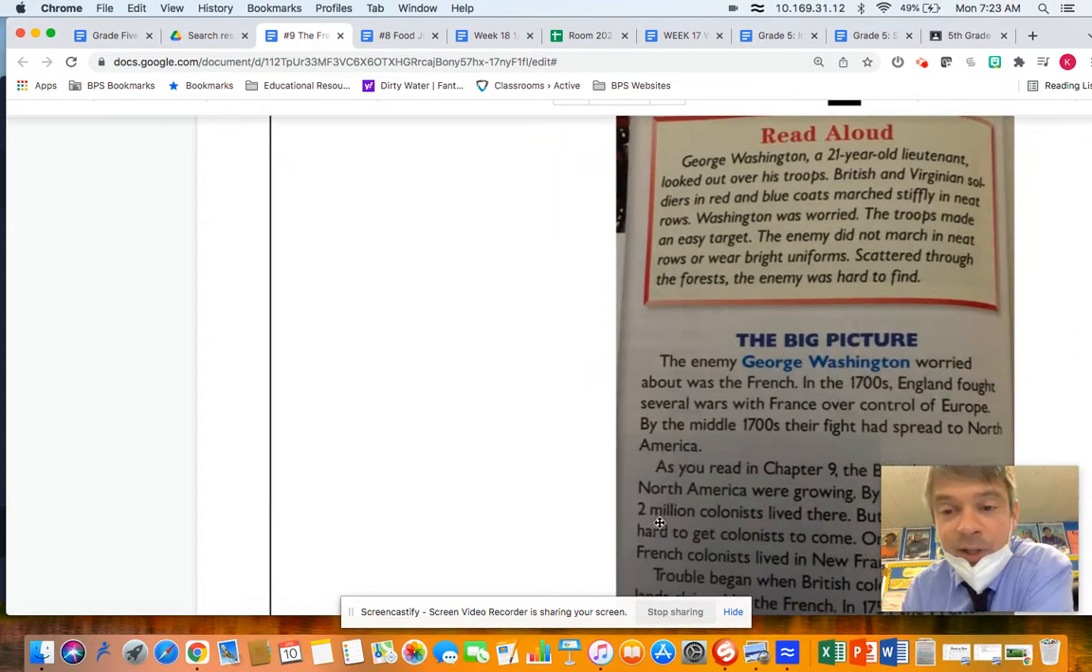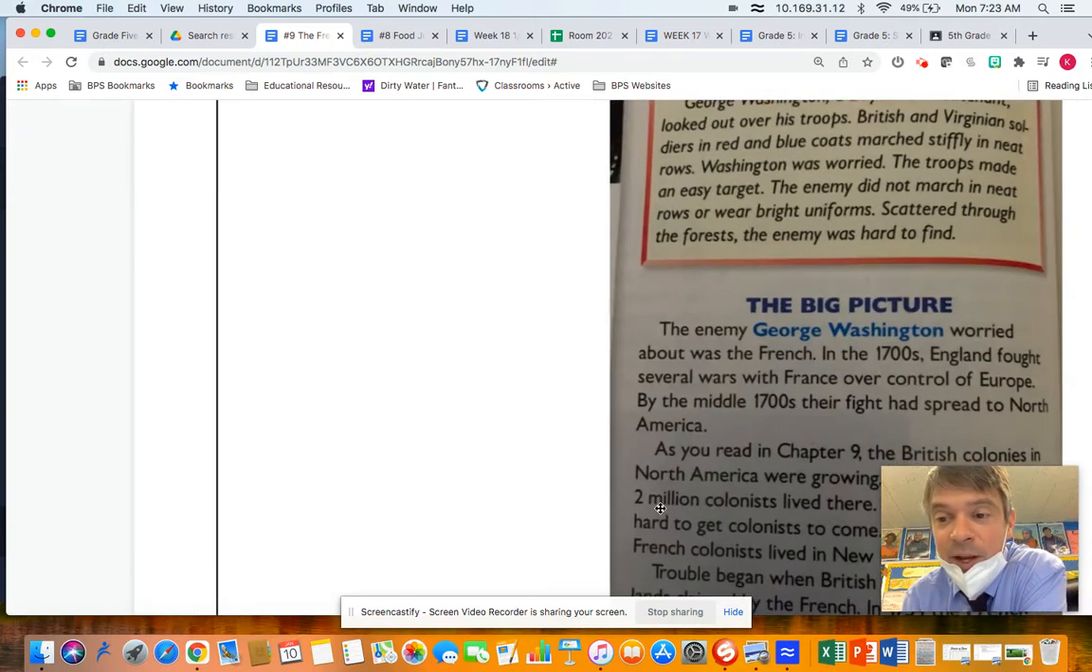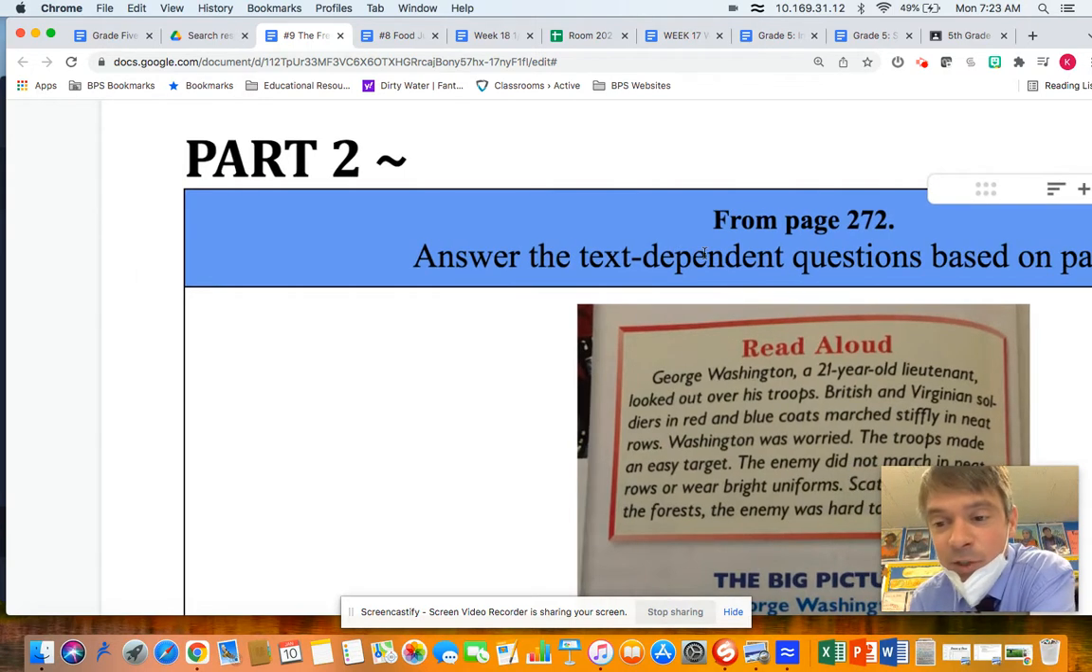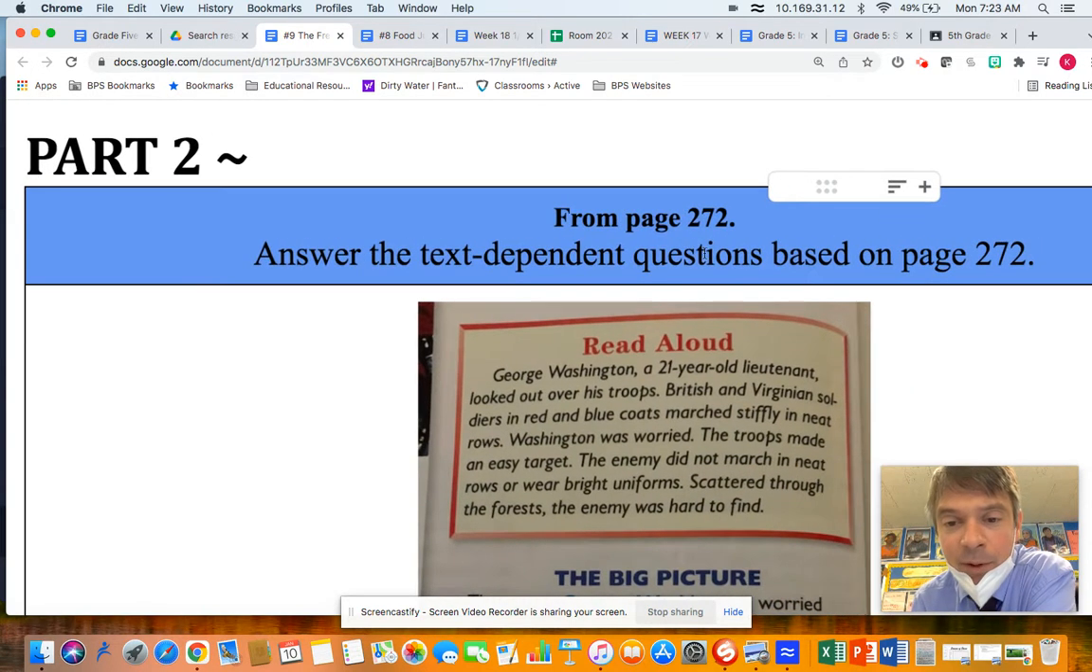So we're going down now through text-dependent questions. I'm going to read this, and then we're going to model these quick text-dependent questions. Text-dependent means you depend on something. You depend on the text to answer this. You cannot just use background knowledge. So I'm going to read this.